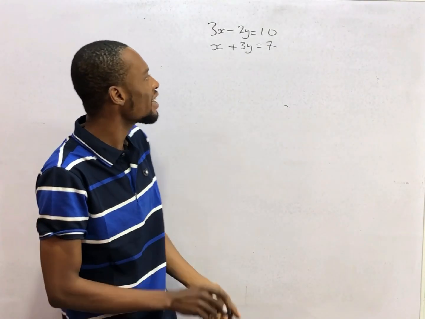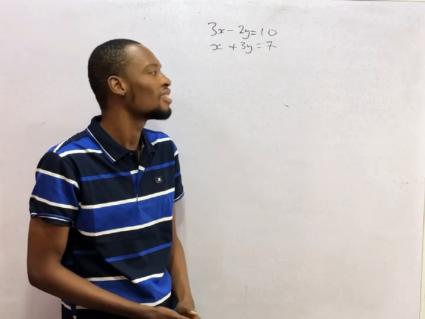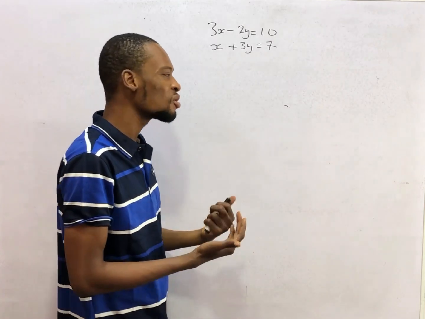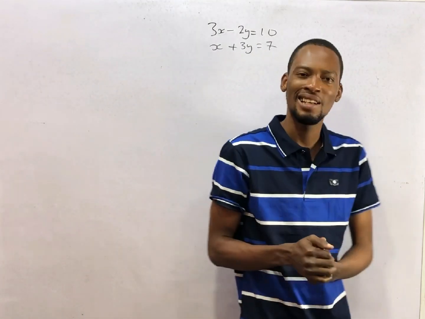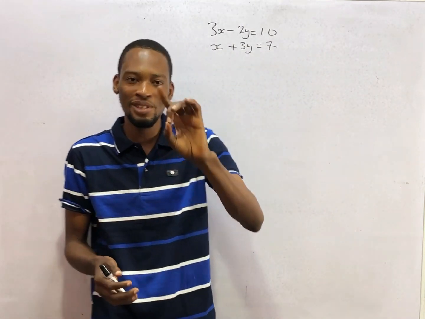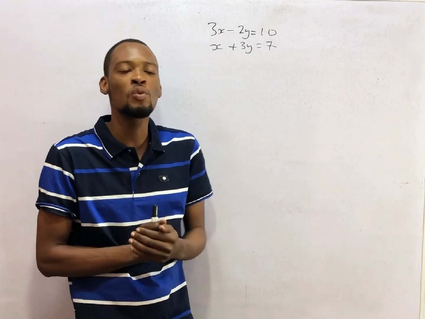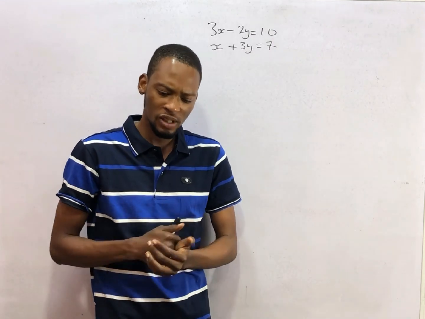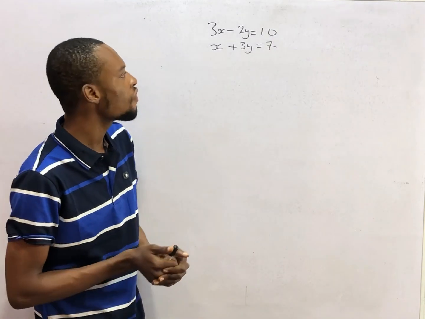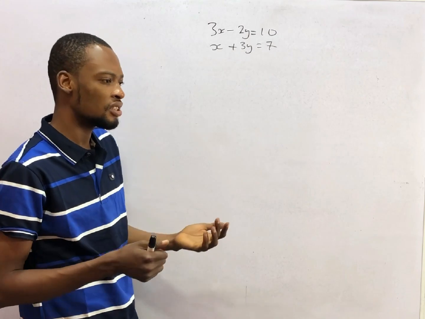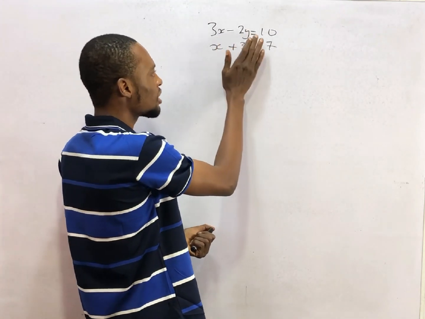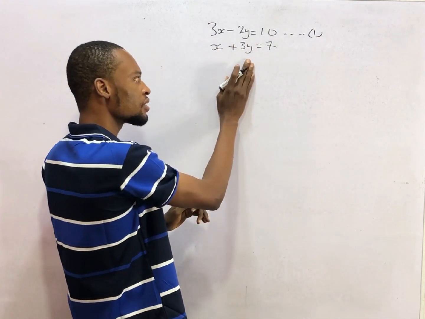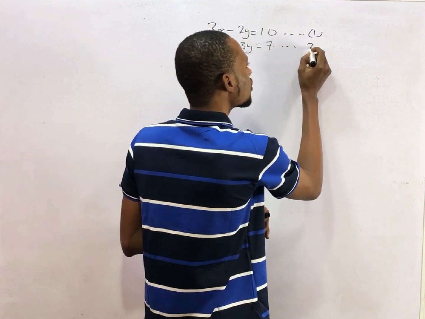The first one is 3s minus 2y is equal to 10. Then 3s plus 3y is equal to 7. We are to solve these equations together. This is referred to as simultaneous equations. When you are given two equations to solve, we have two variables, s and y. The first thing you do is number the equations. Here, 3s minus 2y equals 10, call this equation 1. 3s plus 3y is equal to 7, call this equation 2.